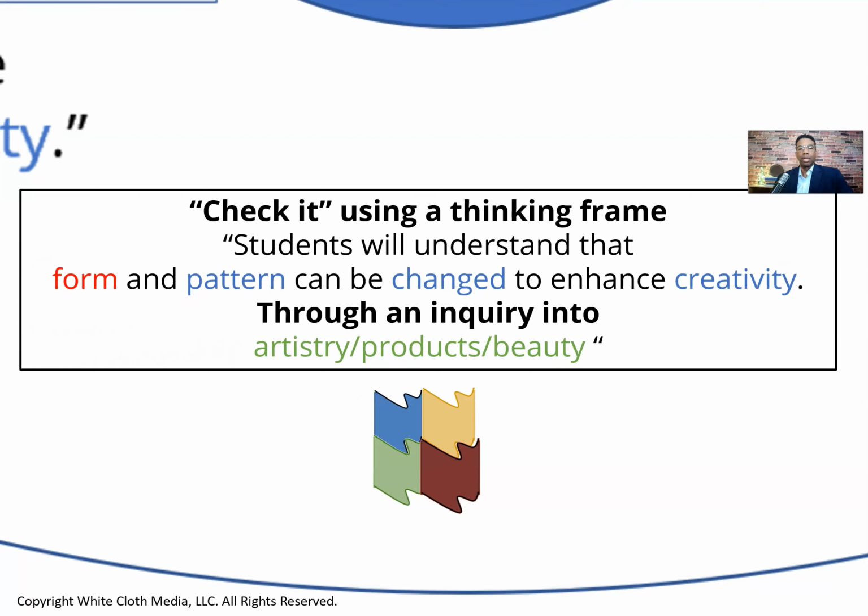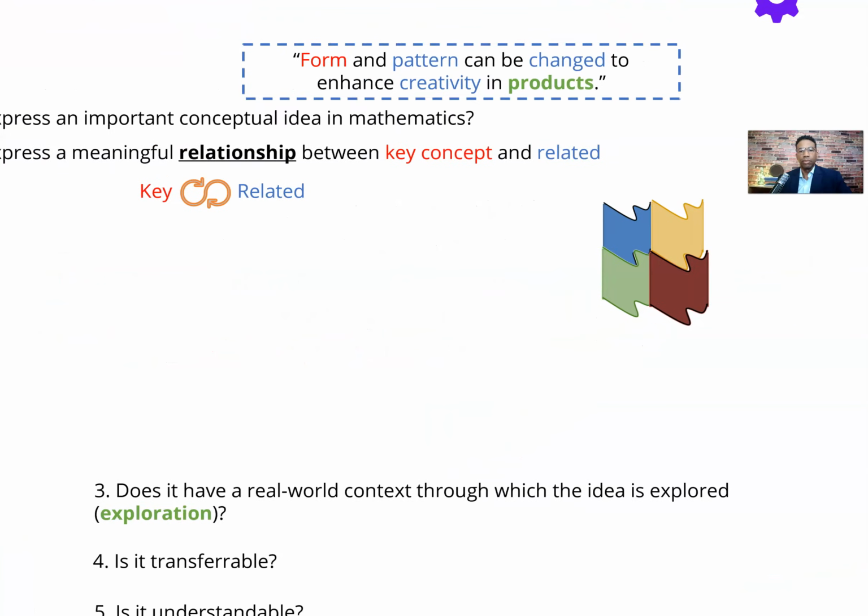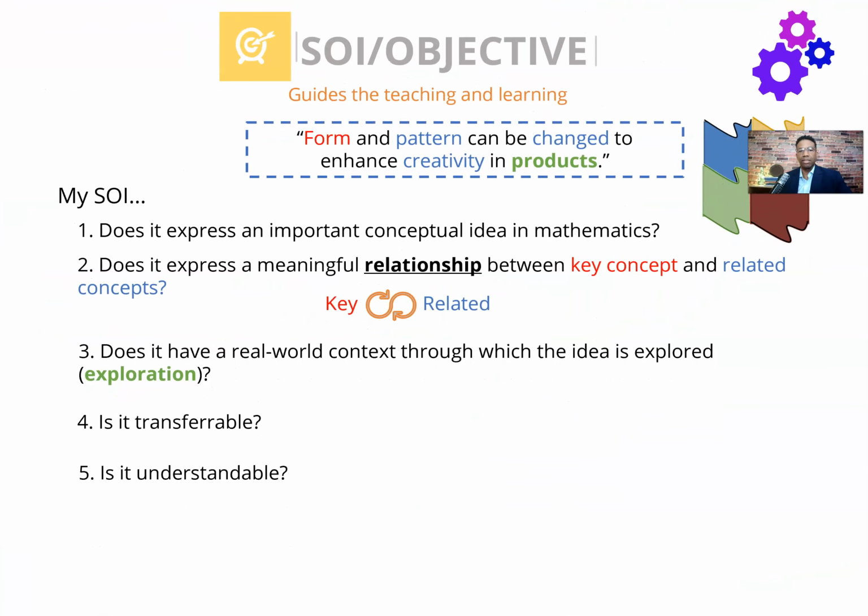Does it make sense? Let's read it. Students will understand that form and pattern can be changed to enhance creativity through an inquiry into, and I chose again, products. Conceptual understanding, exploration. All right, so we're going to quickly check it. Does it make sense? Did I cover my 5 points? Does it express an important conceptual idea in mathematics? Does it express a meaningful relationship between key concepts and related concepts? Does it have a real world context through which the idea is explored? Is it transferable? Is it understandable? I'll let you decide that.